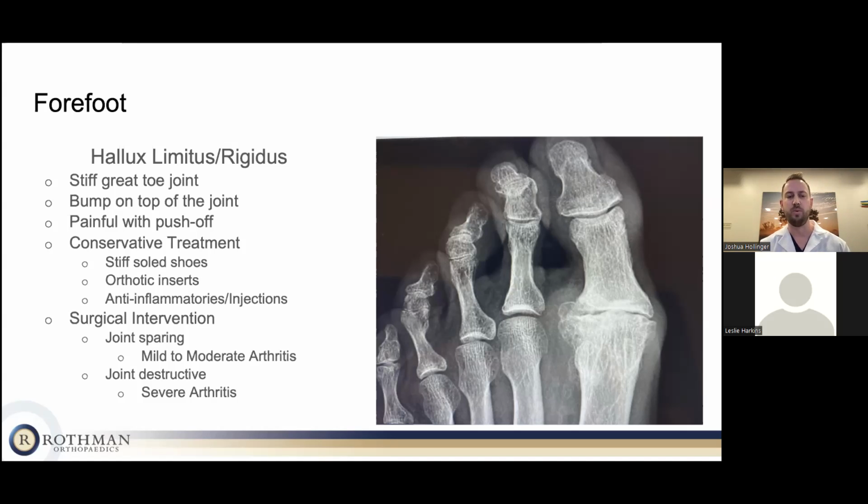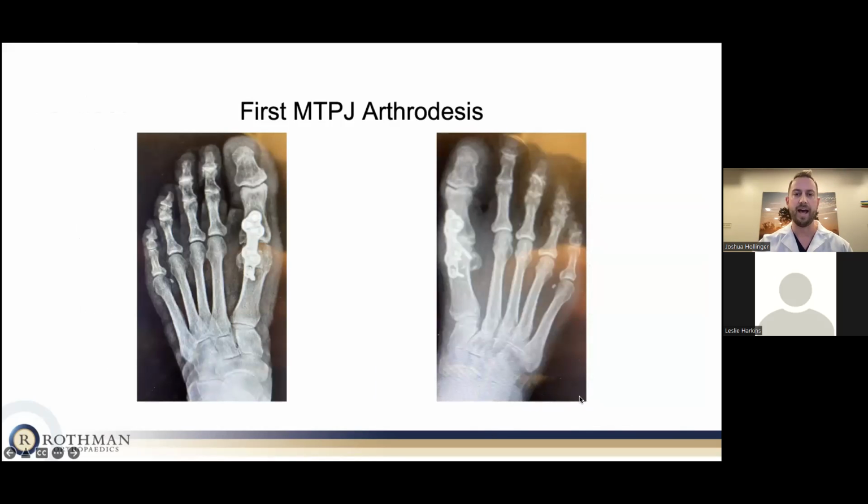So there are procedures that we can do to clean up the joint called a cheilectomy, try to remove any bone spurs around the joint, try to alleviate any areas of pressure, pain, and decompress the joint to allow for a little bit more space. But when the arthritis becomes more severe, we think more toward that first metatarsophalangeal joint arthrodesis that we talked about on the slide before. And here's a photo of that here.